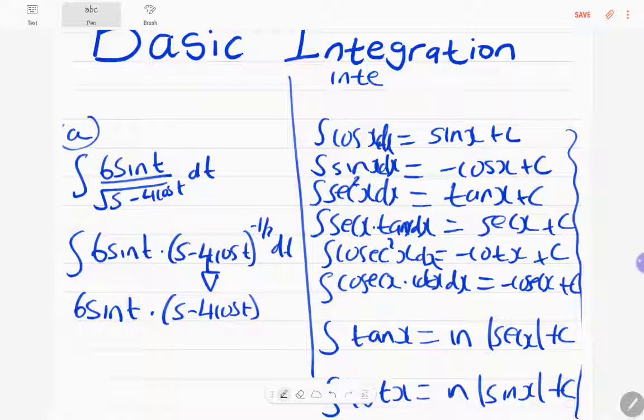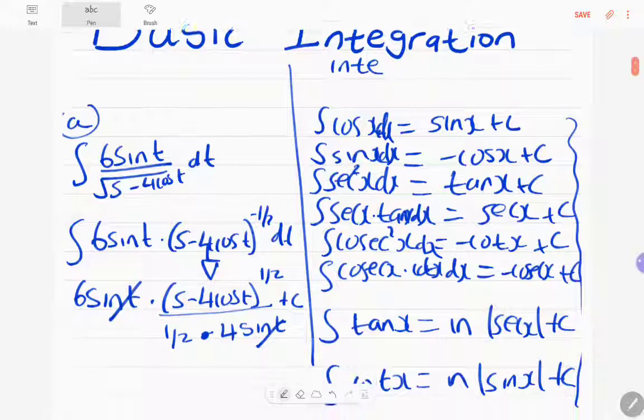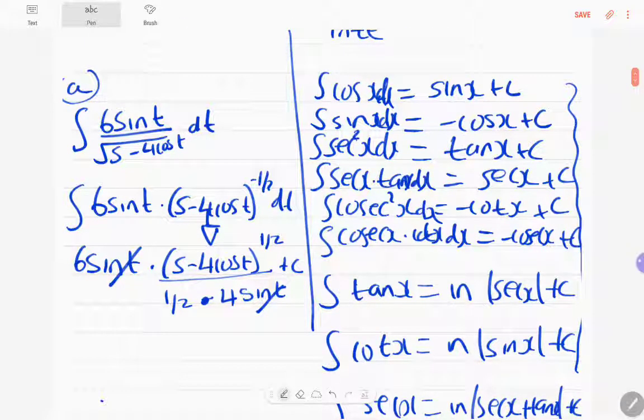What is minus 1 over 2 plus 1? It will be 1 over 2 divided by 1 over 2 multiplied by, what is the derivative of what is inside the bracket? What is the derivative of cos? It is minus sine. Minus and minus, they will produce a positive. So it will be 4 sine of t plus c. This sine t and sine t will cancel each other. 1 over 2 multiplied by 4, it is 2.